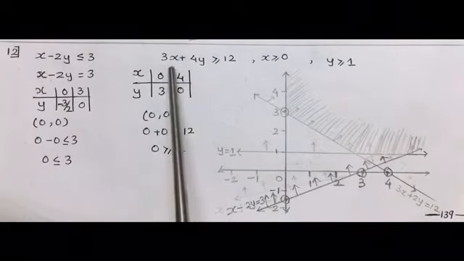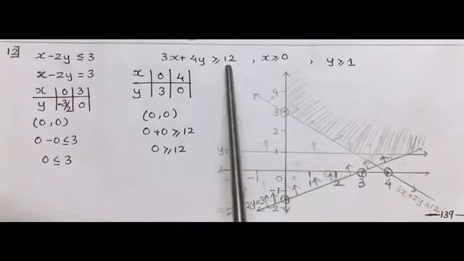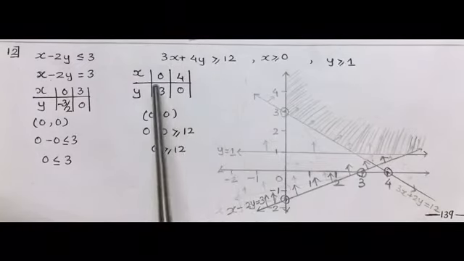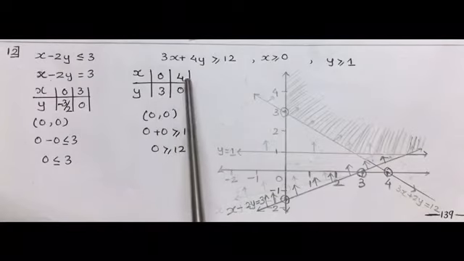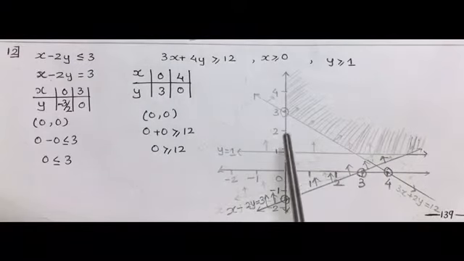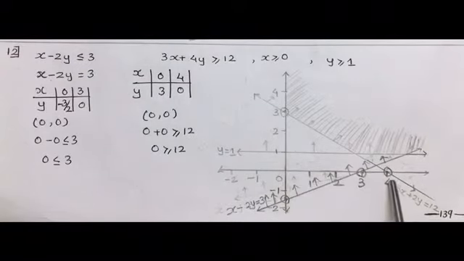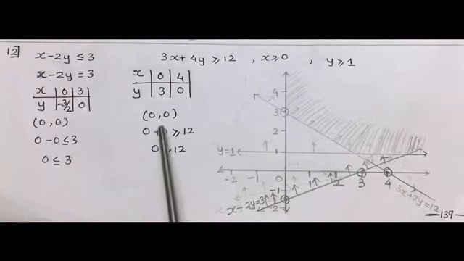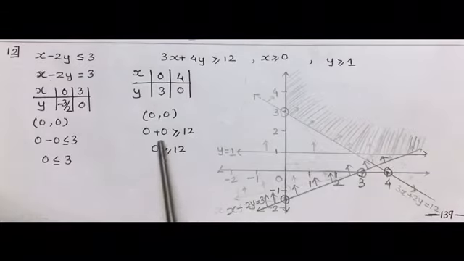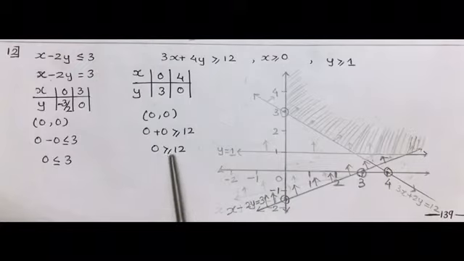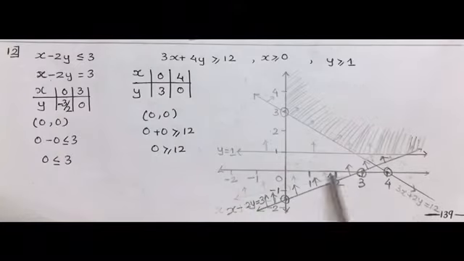Second line is 3x plus 4y greater than or equal to 12. Taking x as 0, y is 3. Taking y as 0, x becomes 4. Plotting the points (0, 3) and (4, 0), drawing the line and taking (0, 0) to check which side is to be shaded, it comes out that 0 is greater than or equal to 12, which is wrong. Hence, the side opposite to (0, 0) is shaded.